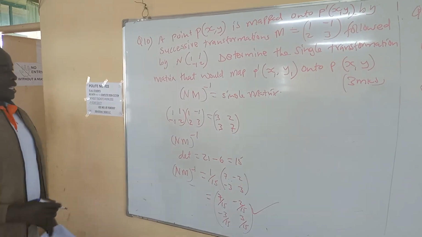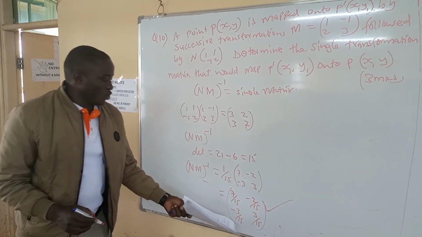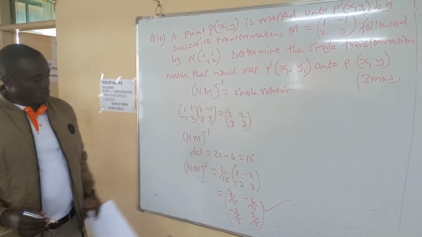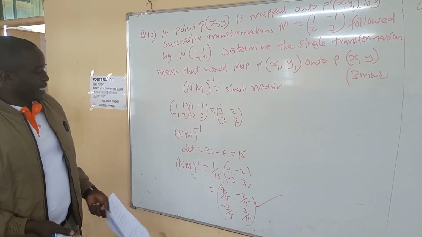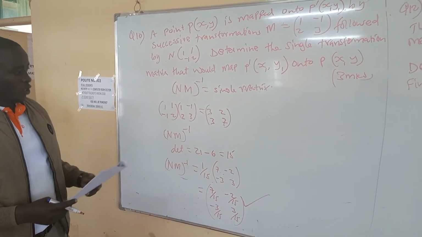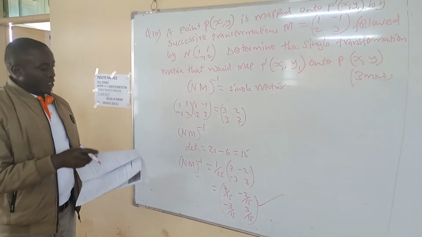So that is the single matrix that can transform the image back to the object, because this takes the image back to the object. So it was as simple as that. That is what was required to do.